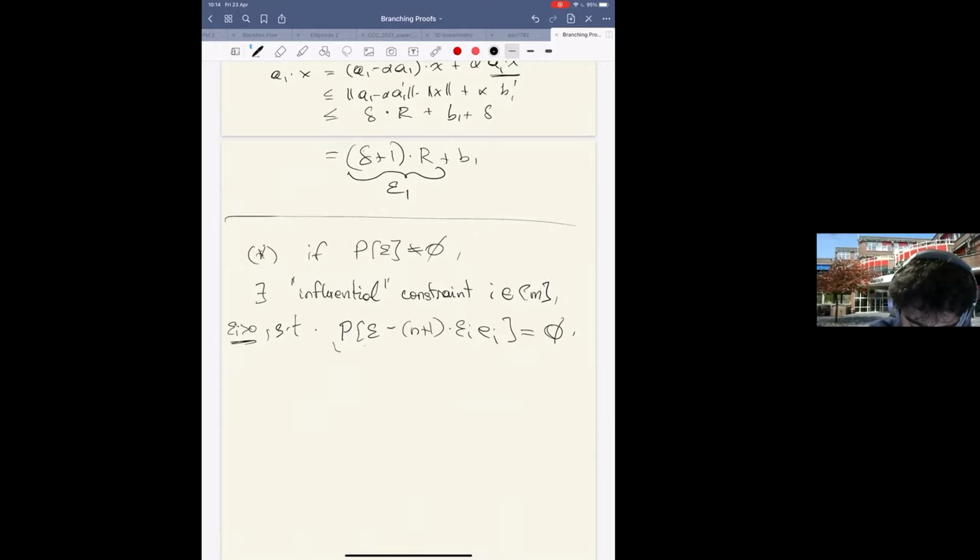And so what this says is that there's one constraint where the error was epsilon I. And if you switch the error from being epsilon I to being minus n epsilon I, so you make quite a non-trivial improvement, it goes way past where it needs to be at the original error level, which is epsilon I equals zero. But if you can make this massive improvement, then the polytope will be empty. So why is this true? Okay, so this is useful.